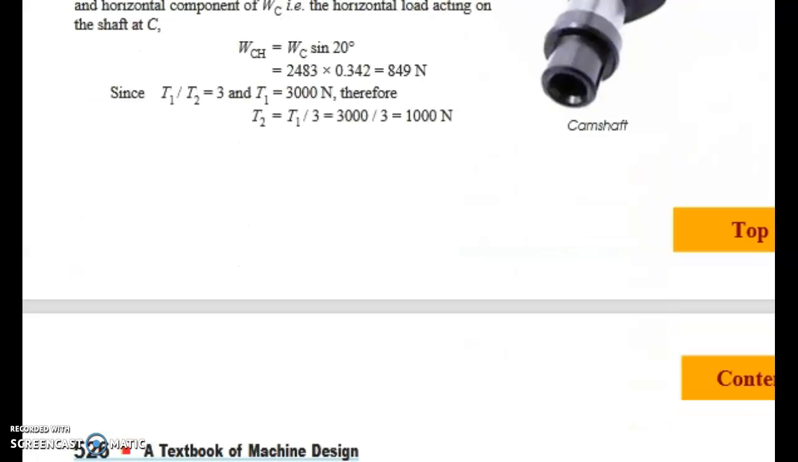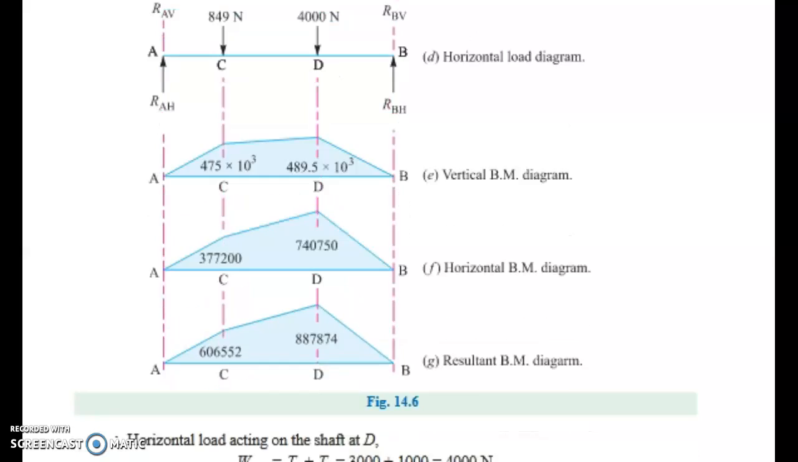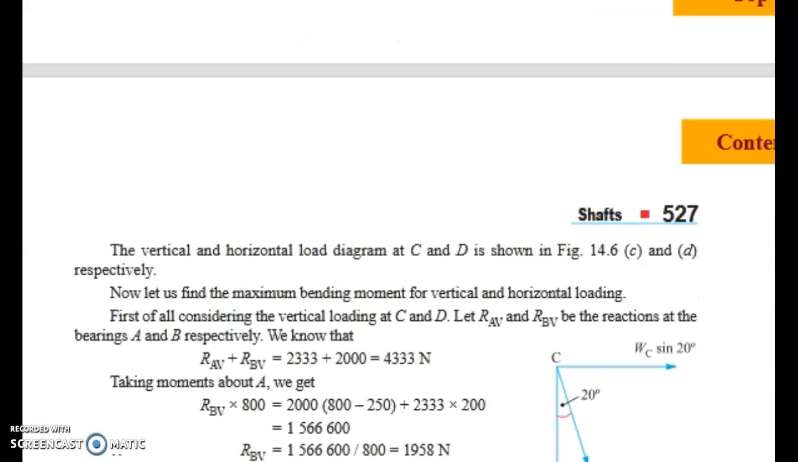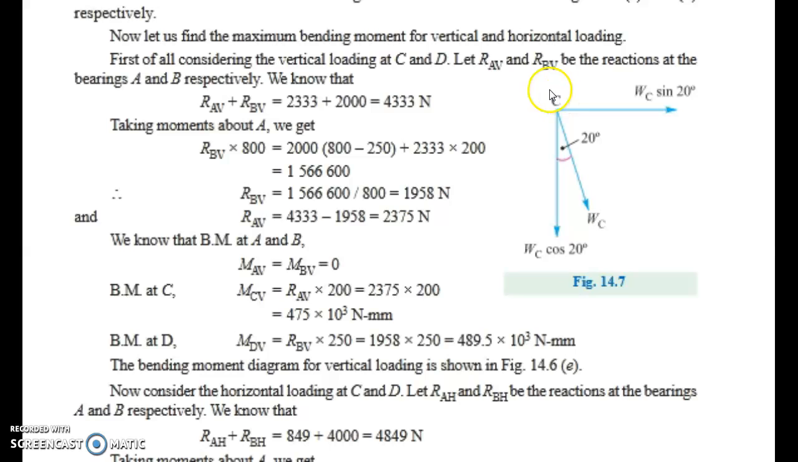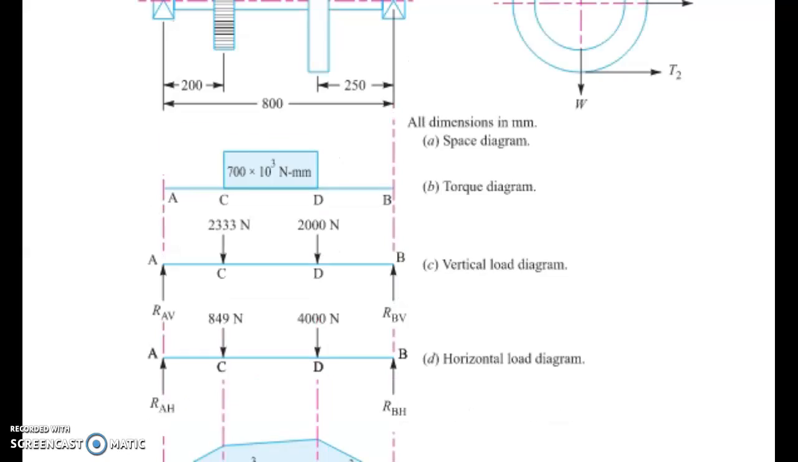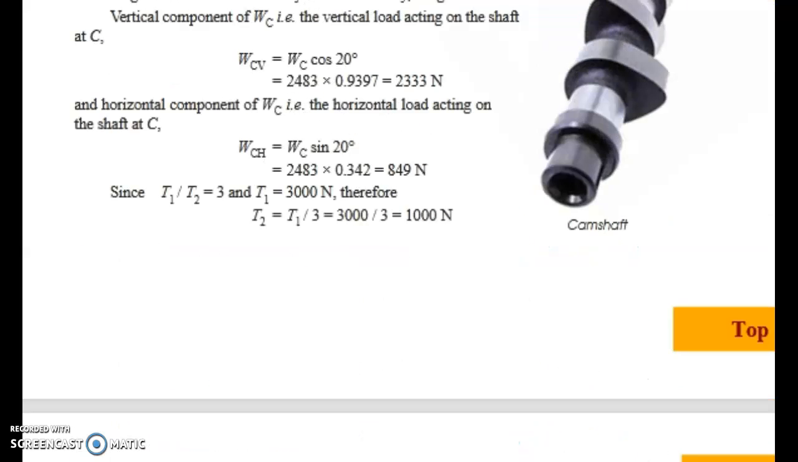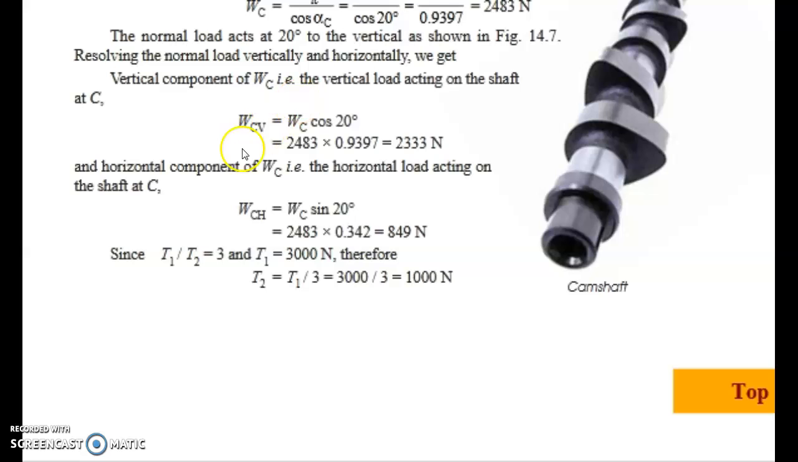Now we can draw this figure. For a gear we can draw horizontal and vertical components like this, because it is a 20 degree involute system. So we have WC cos 20 in the vertical direction and WC sin 20 in the horizontal direction. So we have two loads, the horizontal load and the vertical load. We can calculate these loads using this equation. The vertical load we can find using WCV is equal to WC into cos 20.